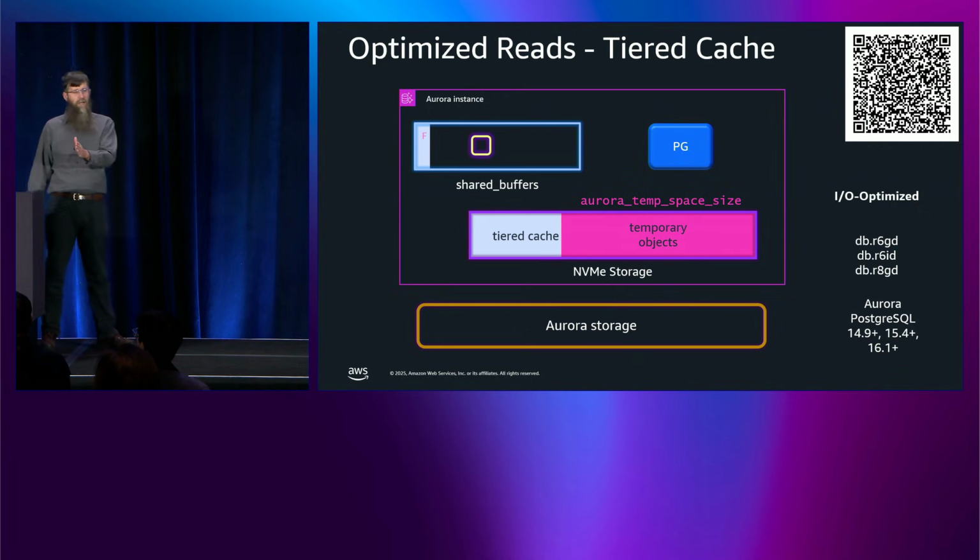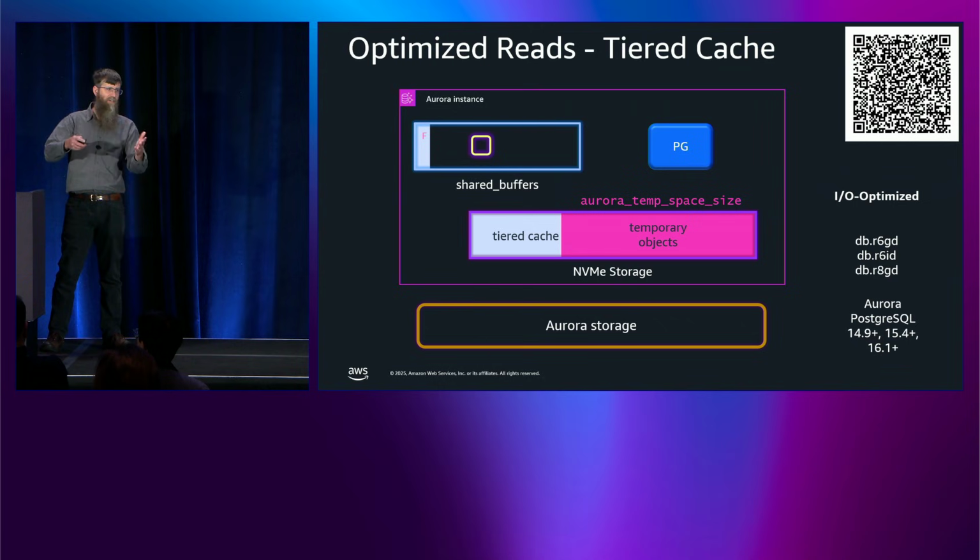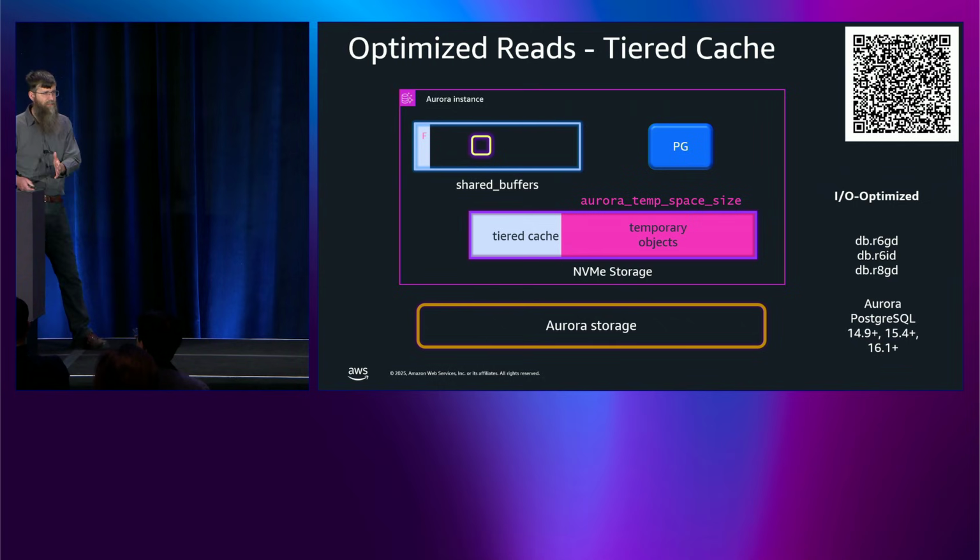Recently, we added the ability to change the size of the tiered cache versus temporary objects. So if you have a workload coming where I know I'm going to need to spill to disk quite a bit, I can increase the temp space. Then when that workload's finished, I can decrease it back again and have a nice big tiered cache. So that's now elastic and dynamic.